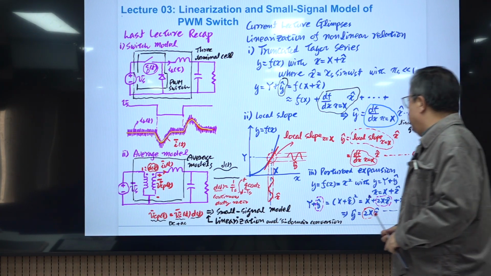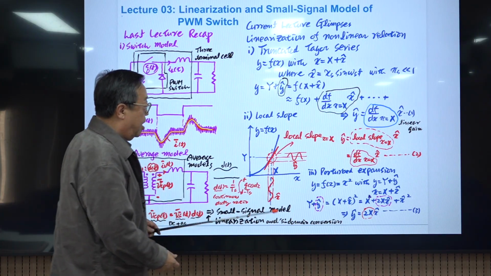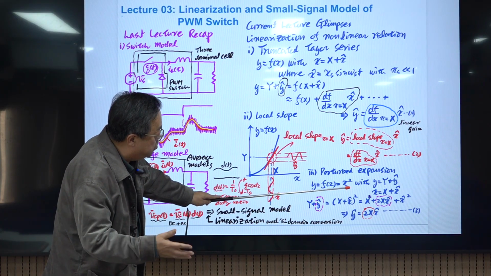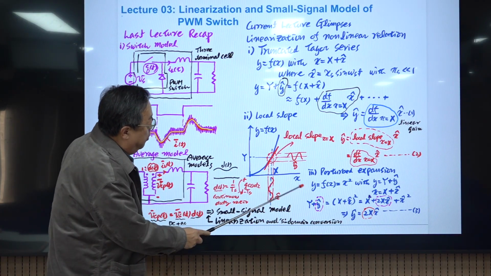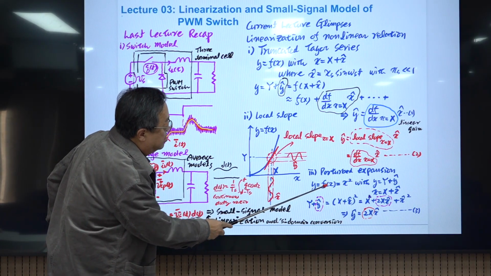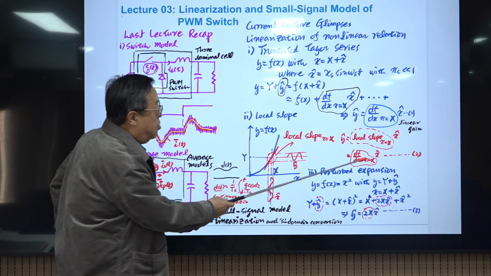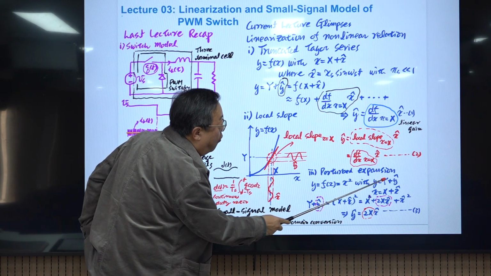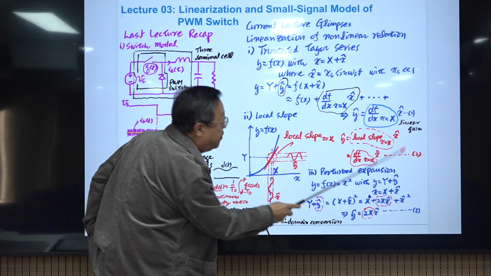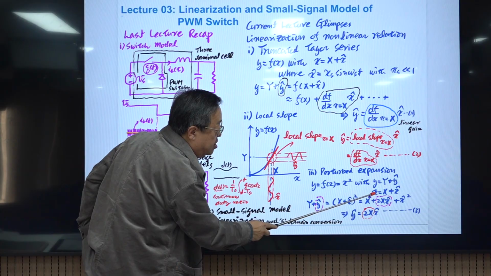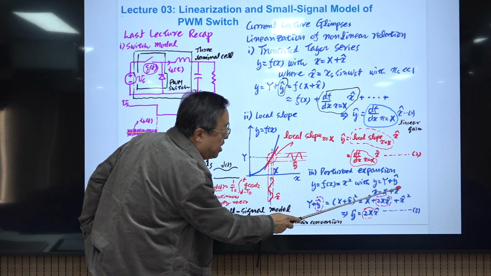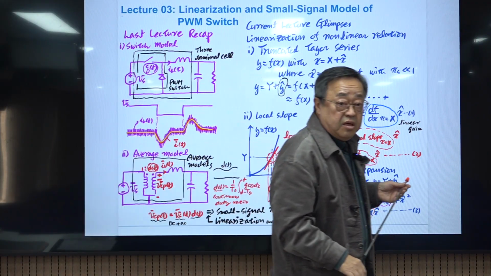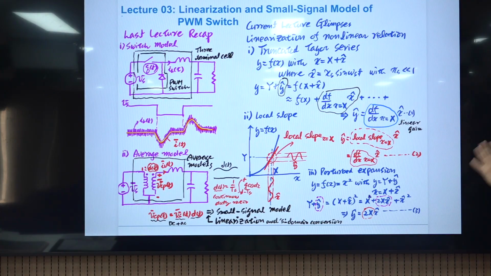Another interpretation of linearization: I have one specific example for simplicity of explanation. Suppose y equals f(x), and this f(x) is x squared. Then you perturb y with large Y plus y hat, and you also perturb x with DC X plus AC x hat. The hat represents the AC small signal component, which varies in sinusoidal fashion in this example.